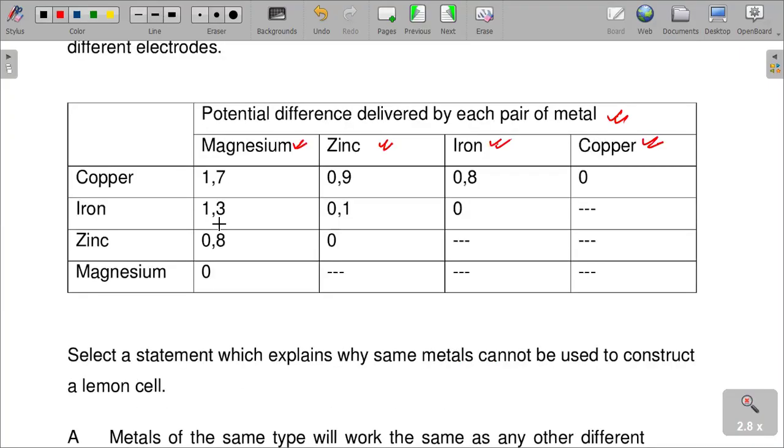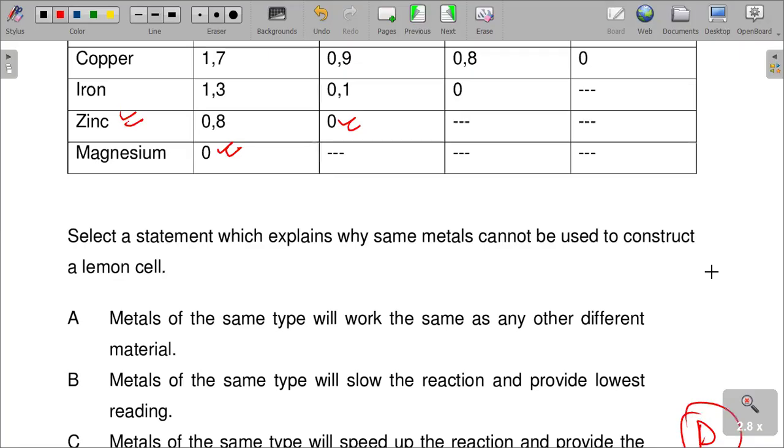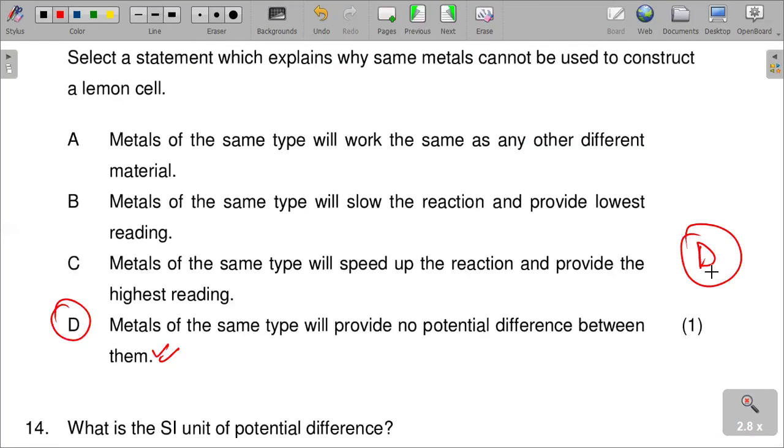As you can see, it is zinc with zinc there, and the potential difference is 0. Next, magnesium also has 0 potential difference, and so forth. So some metals cannot be used to construct a lemon cell because metals of the same type will provide no potential difference between them.